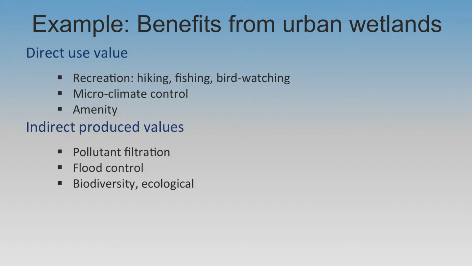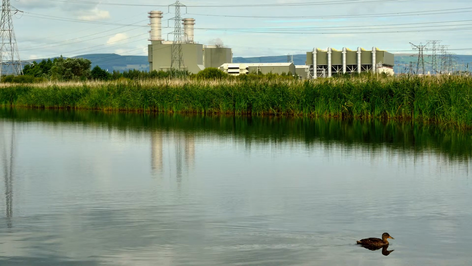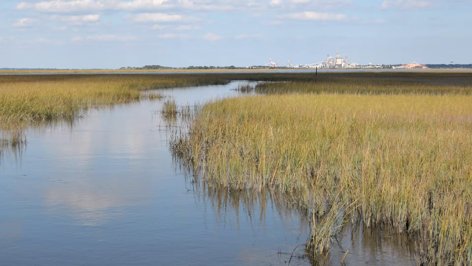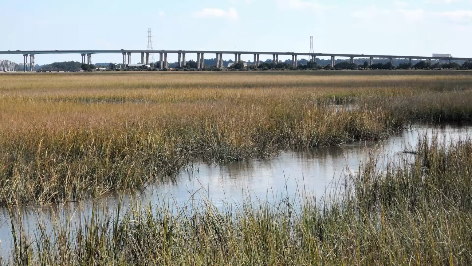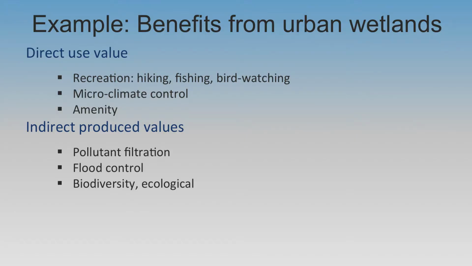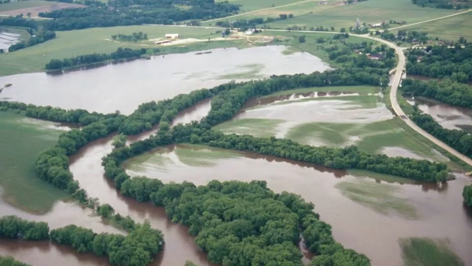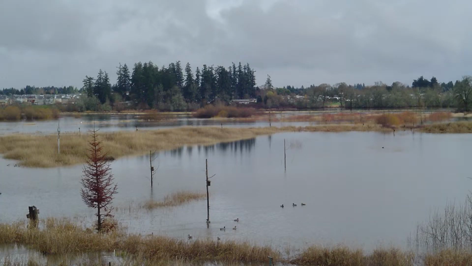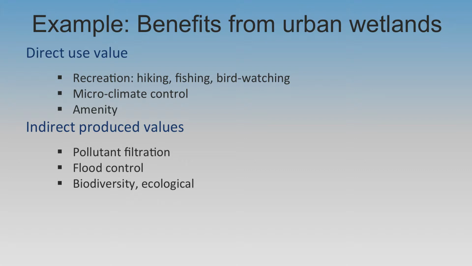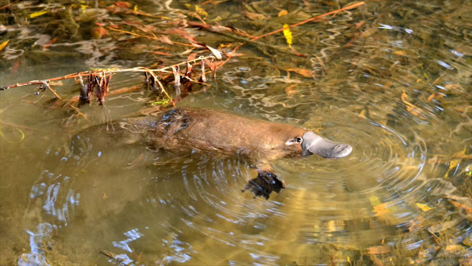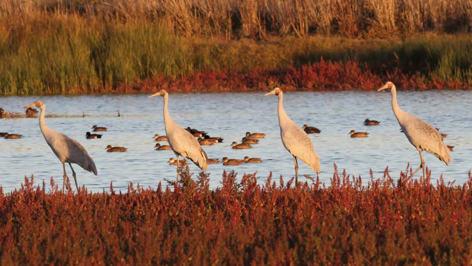A second category we would say is indirect produced values. So, for example, pollutant filtration. So wetlands, a significant feature they have is they remove nutrients from runoff that could contaminate other waterways. Flood control, when you don't have sufficient natural absorptive capacity, of course it endangers houses and other things when you have heavy rainfall. And then of course biodiversity and other ecological benefits of that sort. That's something we highly value. We have to have the natural habitat.